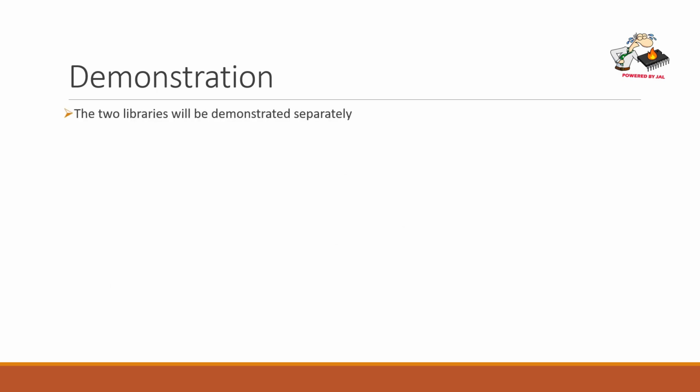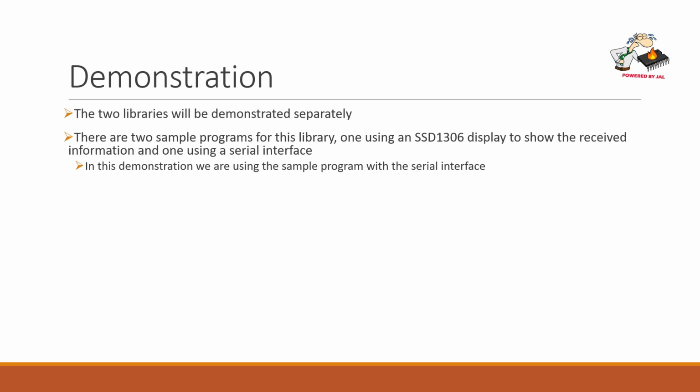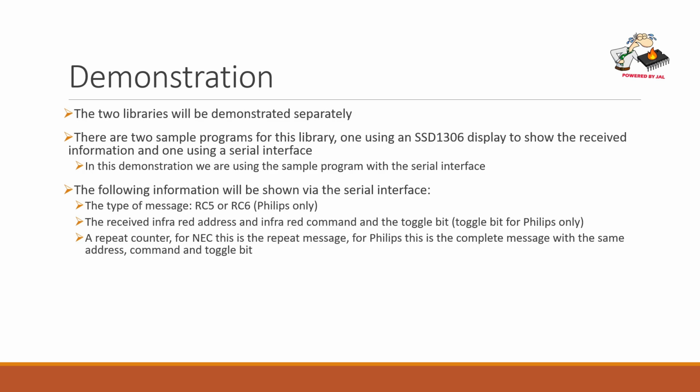So I will demonstrate the two libraries. There are two sample programs for this library. One is based on an SSD 1306 display and one uses the serial interface. For this demonstration I'm using the serial interface sample program. So the following information will be shown: the type of message, RC5 or RC6, which is of course only for the Philips system; then the infrared address, the command and the toggle bit, where the toggle bit is only for the Philips system. And I added a repeat counter.